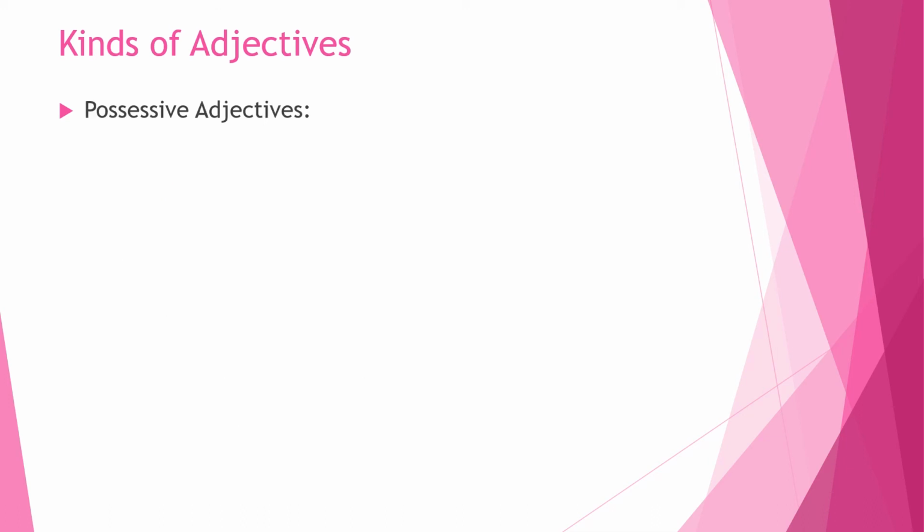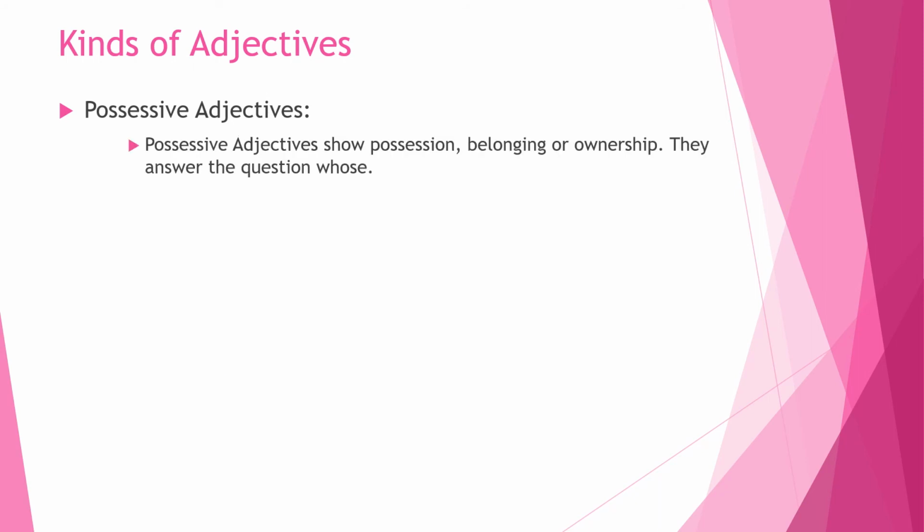The next kind of adjective is possessive adjective. Possessive adjectives show possession, belonging, or ownership. Possession means belonging or ownership. They answer the question whose. In the example given below, his parents have arrived from America. Whose parents have arrived? His parents. We are answering the question whose.